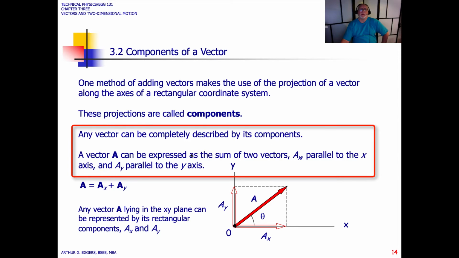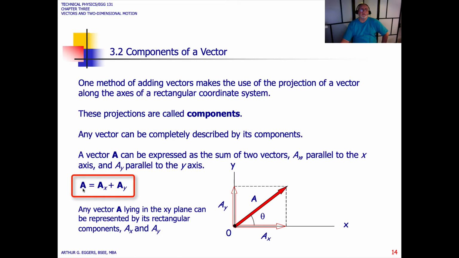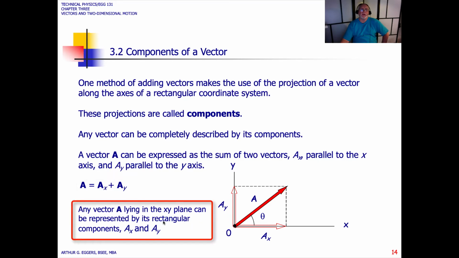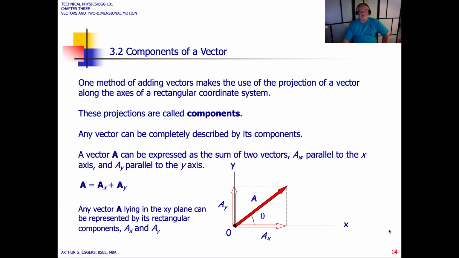A vector A can be expressed as the sum of its two vectors, a sub x parallel to the x-axis and a sub y parallel to the y-axis. So our original resultant, A, is equal to the vector sum, not the arithmetic sum, of component a sub x plus component a sub y. Any vector A lying in the xy plane can be represented by its rectangular components a sub x and a sub y.